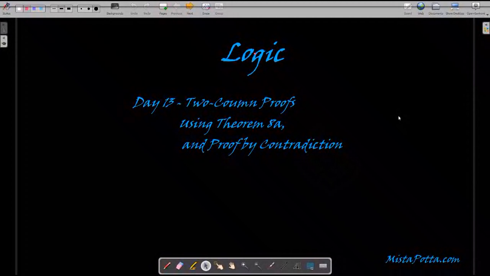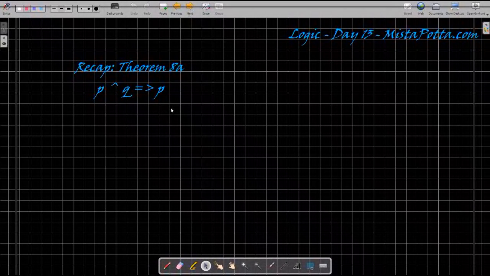Today we're going to be talking about two-column proofs under two different situations. One, where we're using Theorem A to deal with conjunctions, and the second is how we actually prove arguments are invalid using proofs by contradiction. So we're going to start with how we actually deal with conjunctions using Theorem A.